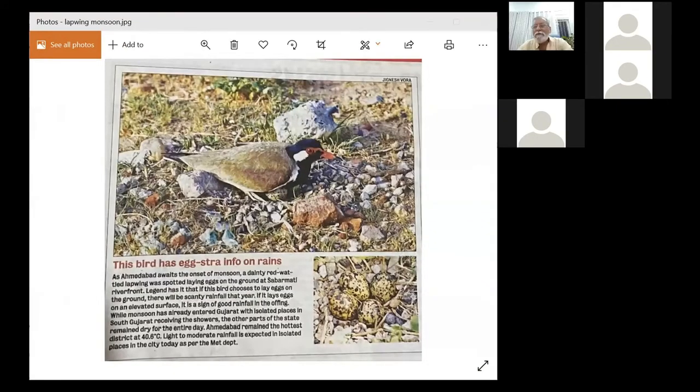So this is an indicator, an eco indicator. No, I had just removed it. If you want to show it, I can show it again. So this was the slide that I was showing. And this is the news that came today in the paper, that monsoon is likely to be lower than normal in this part of the country because of the behavior of lapwings. So there are a lot of ecological indicators which are used, and this is just one example I thought I'll share. Now we will hear from you.